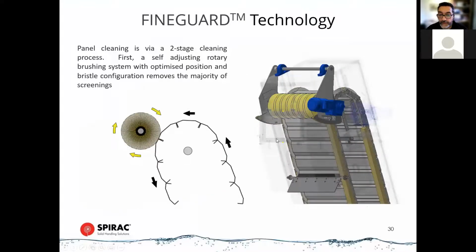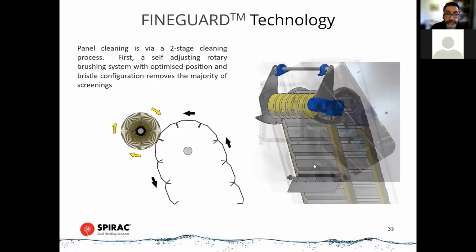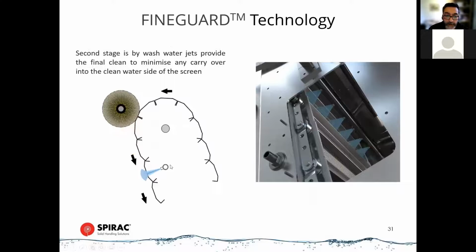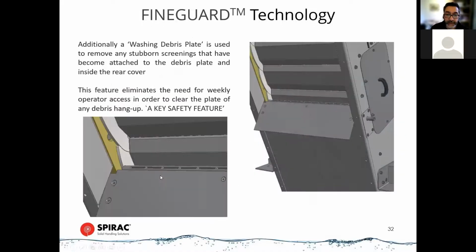So as I mentioned, and you saw in the little video there, this is how the brush rotates in a clockwise direction, as the band is rotating counterclockwise, to flick any of the debris off the screen's panel. This will then drop onto the discharge chute here. And then we've got the spray bar also, in addition, to force any debris that's still clinging to the panels and wash that down into the outlet. I also mentioned this washing debris plate.